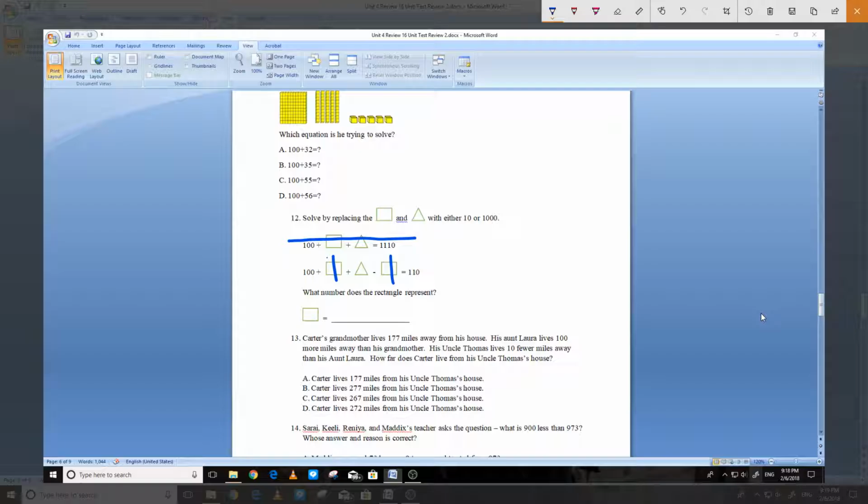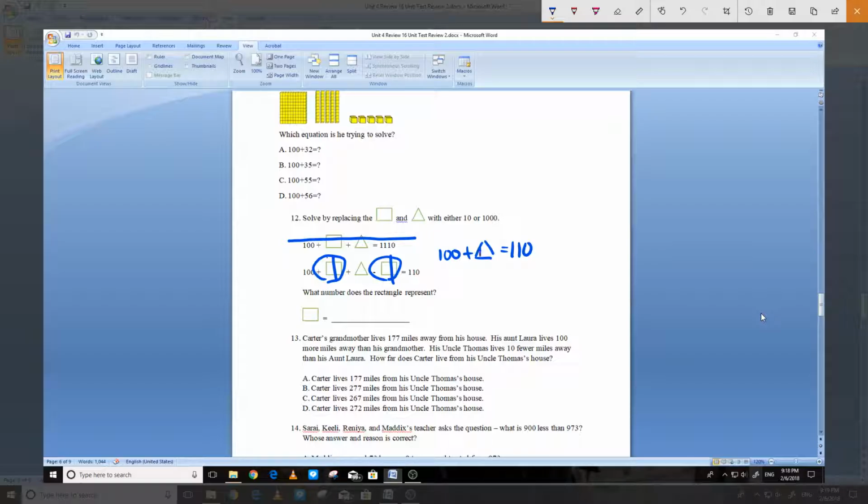rectangles, okay? Because remember, we're adding the rectangle, we're also taking away the rectangle. Therefore, the value of the rectangle here actually doesn't change the outcome for our equation, which yields 110 as its answer. So we're thinking 100 plus blank, which is triangle, is going to give us 110. So would 10 fit here or 1000 fit here?